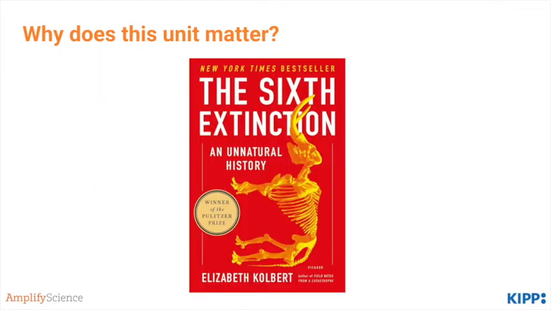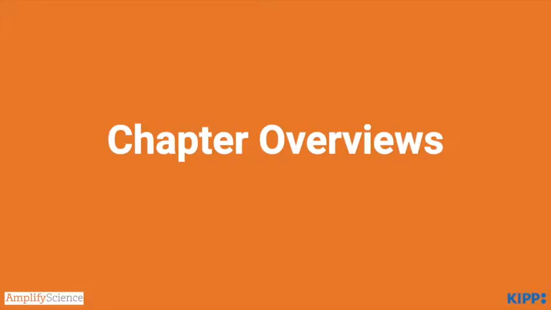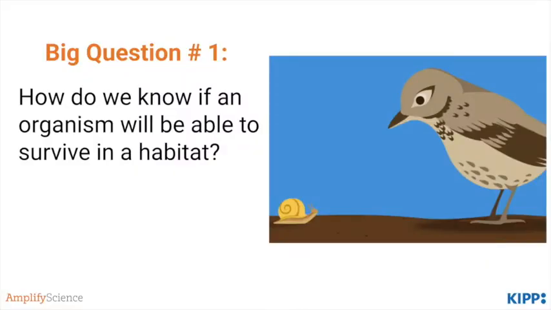Great book I just want to promote, The Sixth Extinction, about the current mass extinctions that are happening due to climate change. Goes into a lot of detail about why some organisms are able to survive and why some are not. It's a great read. All right, on to the chapter overviews. All right, big question number one is, how do we know if an organism will survive in a habitat?